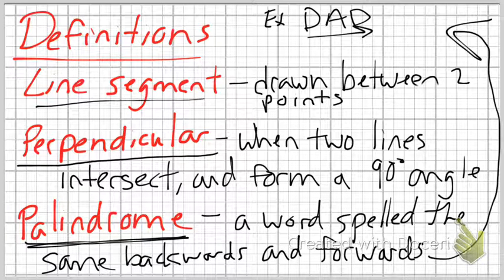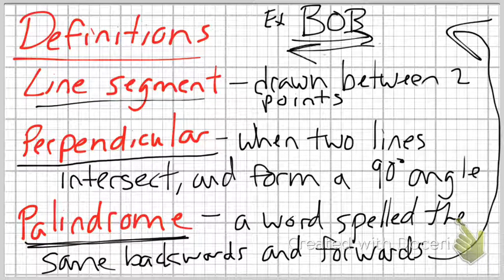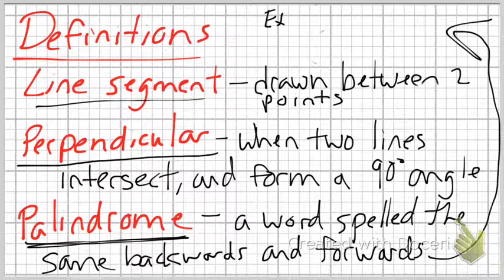DAD this way, DAD this way. Another one is Bob. B-O-B, B-O-B. What does this have to do with math? Well, I'm going to get rid of those lines. I'm going to write mom again, because mom is the best example for this. M-O-M.